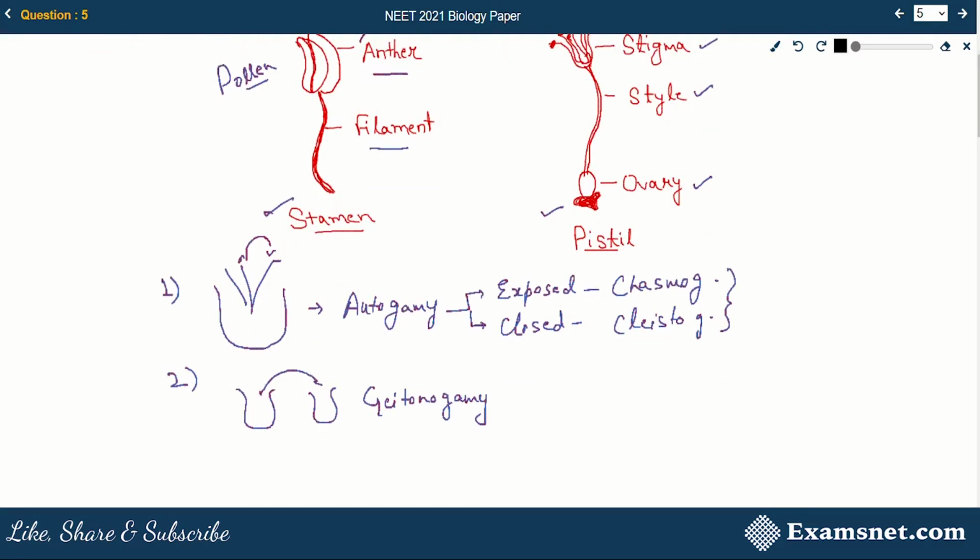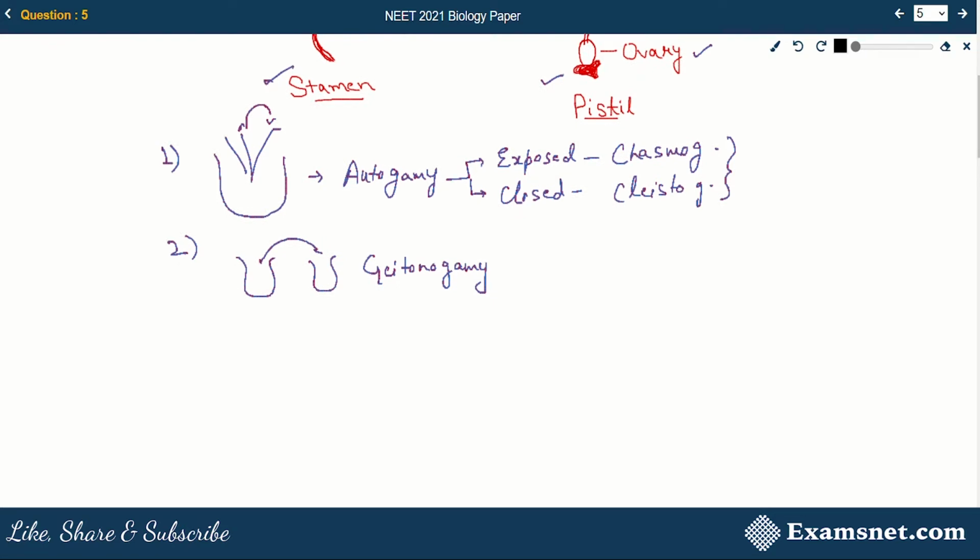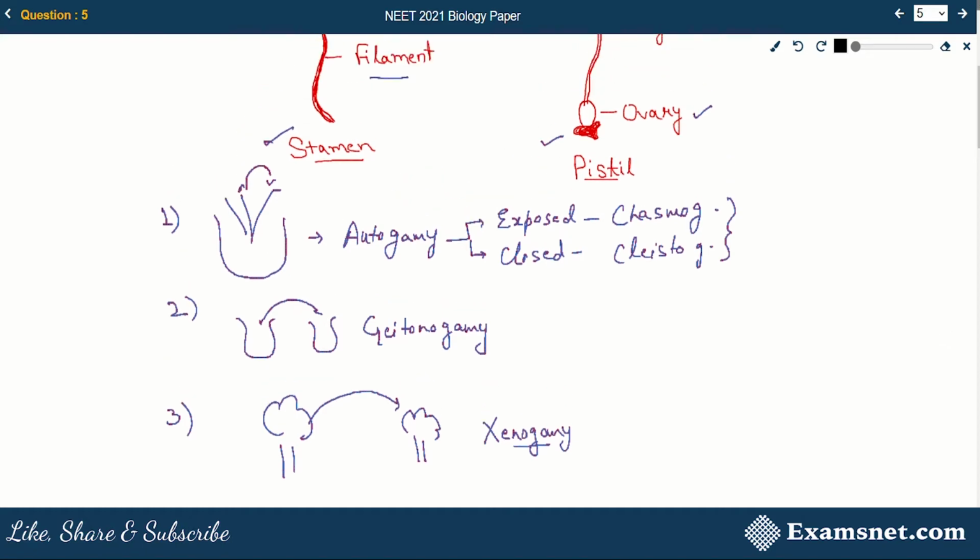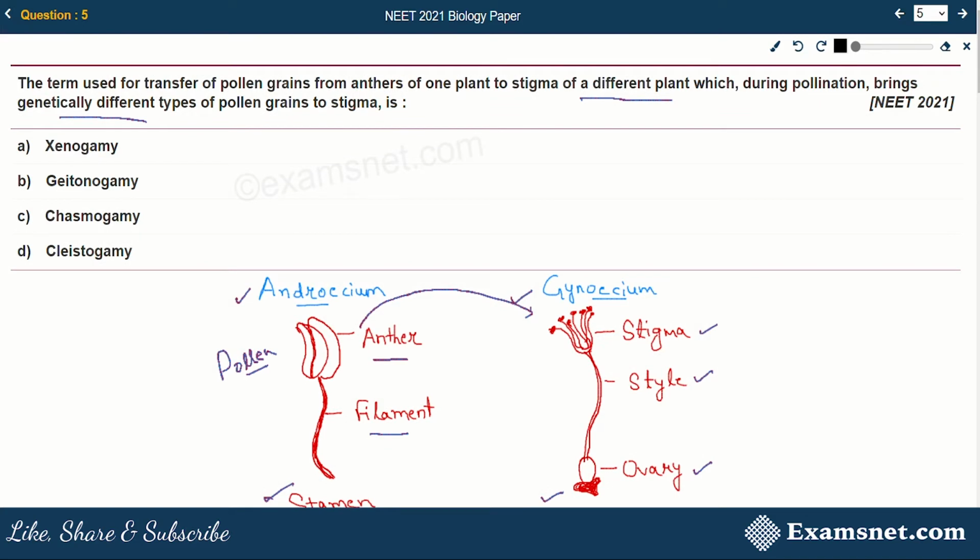makeup of the progeny produced. Now the third type is xenogamy, where the pollens from one plant are transferred to the stigma of another plant. So now this brings genetically different types of plants because there is a transfer between two different plants. So according to our question, the correct answer would be xenogamy because two different plants are used in xenogamy.